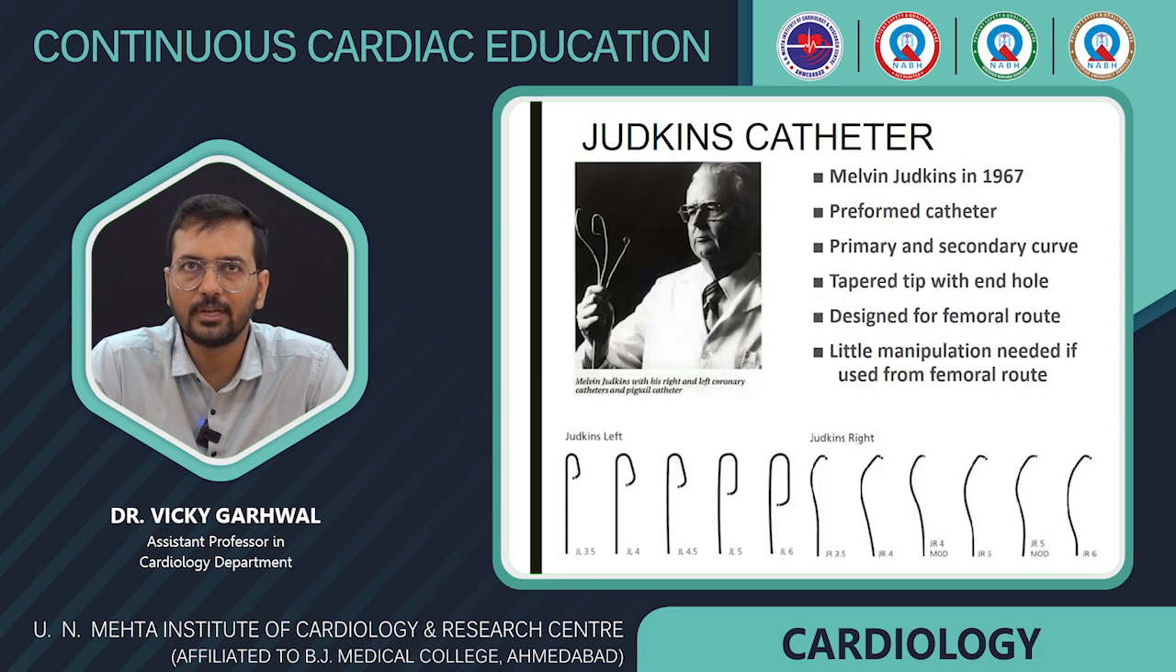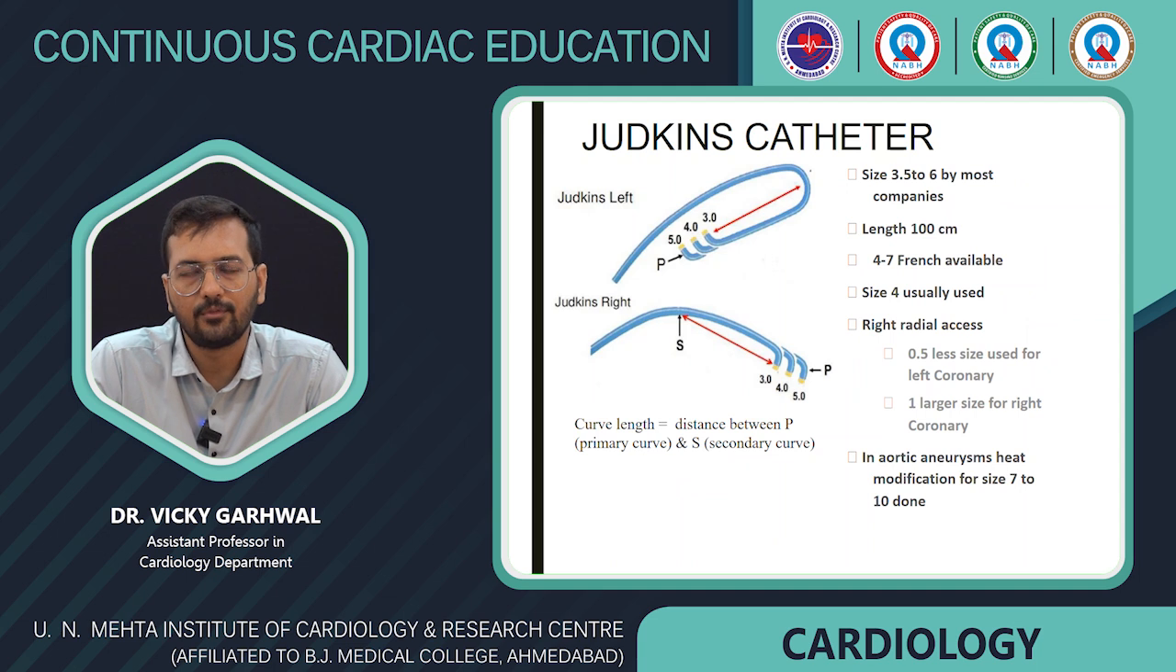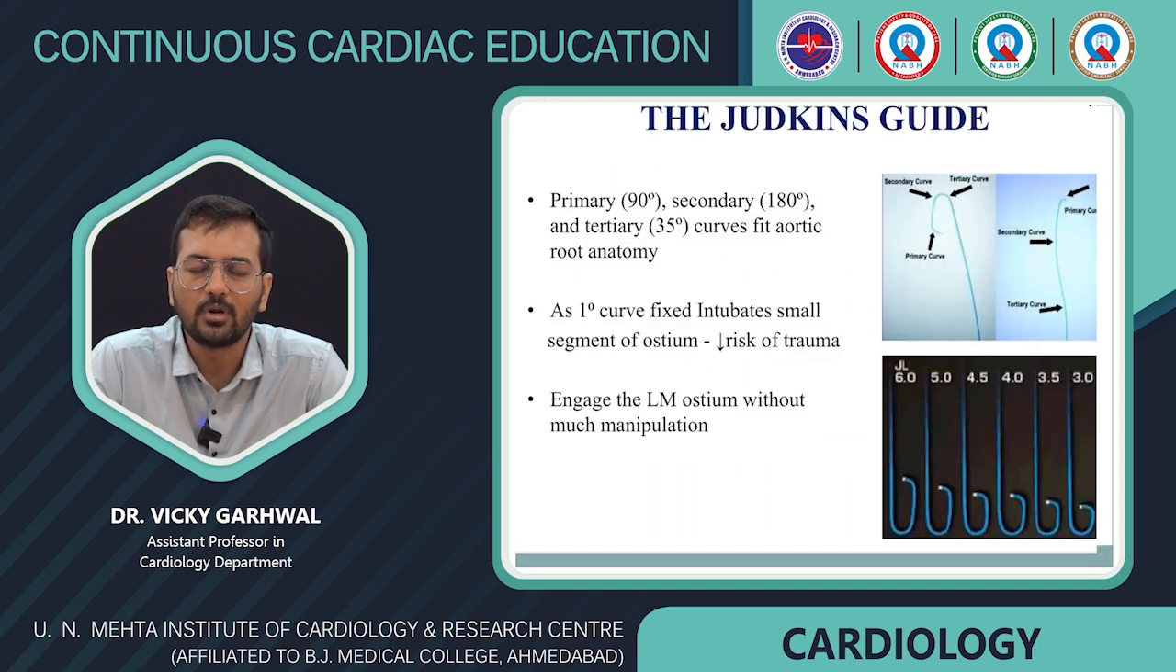So, catheters for the native coronaries. Melvin Judkins, in 1961, first developed preformed catheters, JL and JR. They are designed for the femoral route. They have a tapered tip with end holes. Little manipulation is needed if used from the femoral route. The distance between the primary curve and the secondary curve determines the curve length. Sizes come from 3.5 to 6 by most companies, and length is around 100 cm. 4 to 7 French is available. Size 4 is most commonly used.